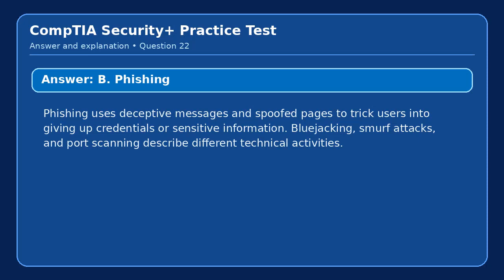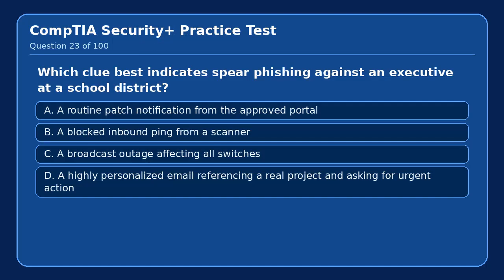The answer is D. A highly personalized email referencing a real project and asking for urgent action. Spear phishing targets a specific person or role using tailored details to increase credibility. Outages, valid patch notices, and blocked pings do not indicate a personalized social engineering attempt.